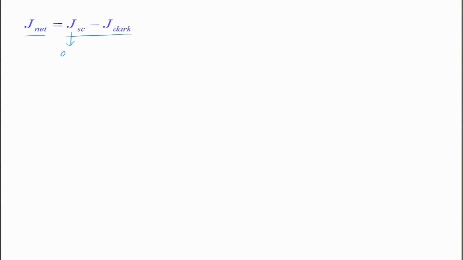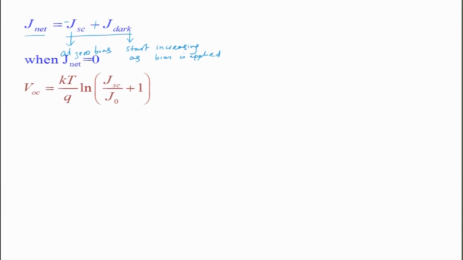So, JSC is at 0 bias, right, and as you apply the bias, this component starts increasing as bias is applied. Of course, you have to take care of signs. So, this would be minus and this would be plus in the real context. So, this is the negative current and this is the positive current. These two outweigh each other, but if you just take the mod of the two, this is the current that you will obtain. Okay. So, when J net is equal to 0, I can balance out.